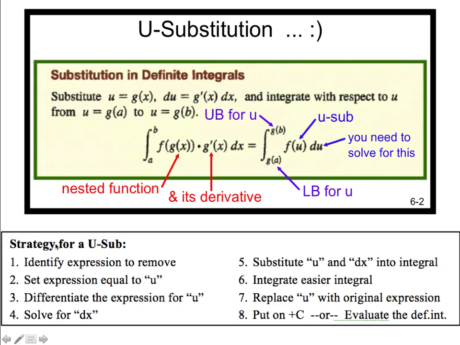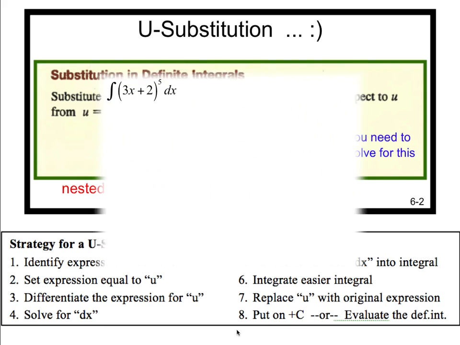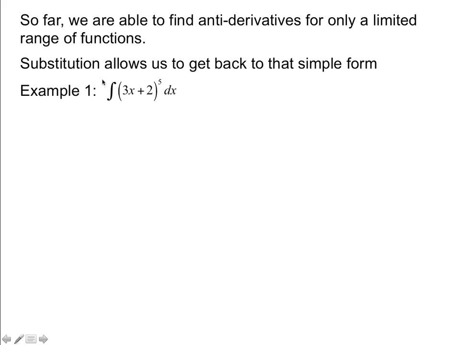So we're just going to be very vigilant here about making sure we're doing every step in the process, and things will work out. So let's take a look at this first expression. We want the antiderivative of (3x+2) to the 5th power.